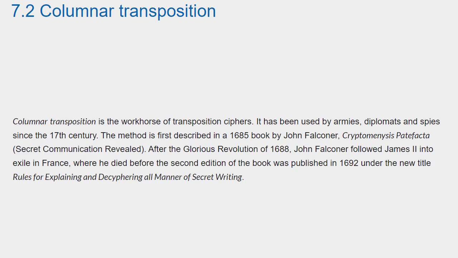Secret communication revealed. After the Glorious Revolution of 1688, John Falconer followed James II into exile in France, where he died before the second edition of the book was published in 1692, under the new title, Rules for Explaining and Deciphering All Manner of Secret Writing.